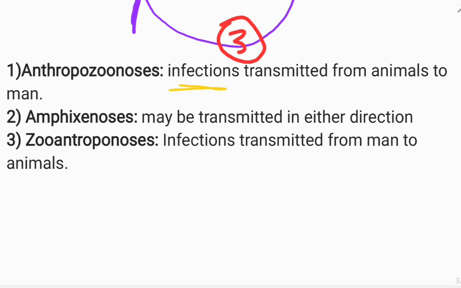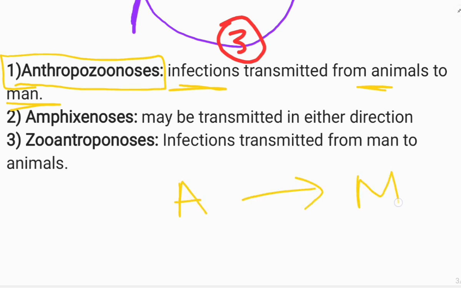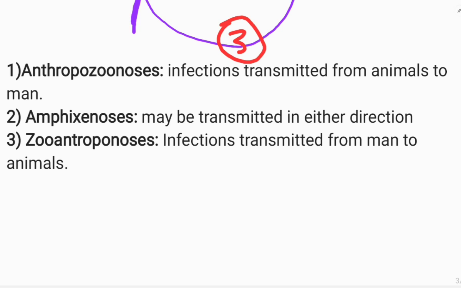So, if infections are transmitted from animals to man, then they are known as anthropozoonoses. An easy way to remember this is A for animals, and it goes to man, A for animals, A for anthropozoonosis. Once you remember this much, the rest becomes pretty easy.